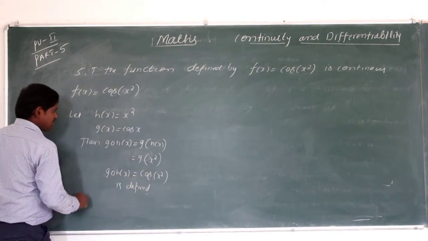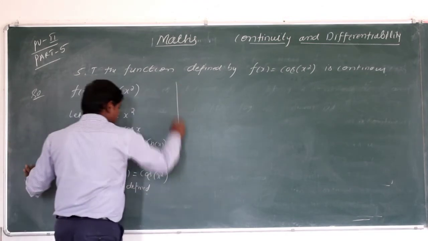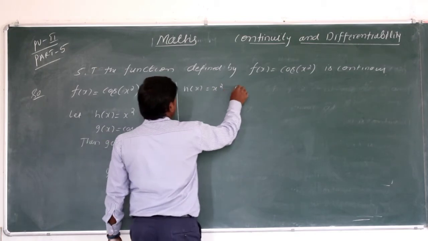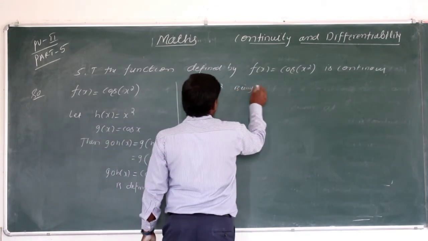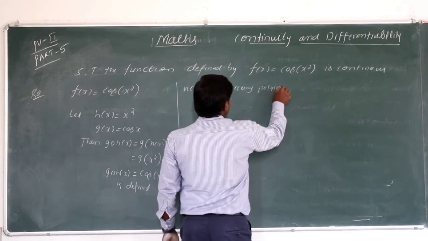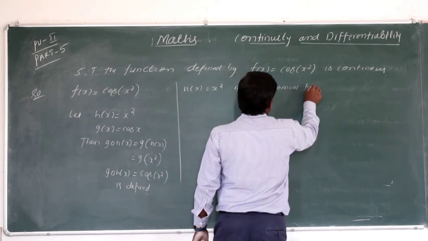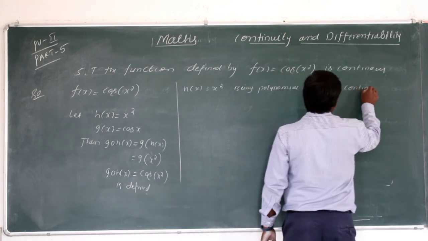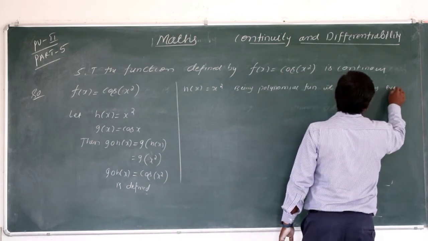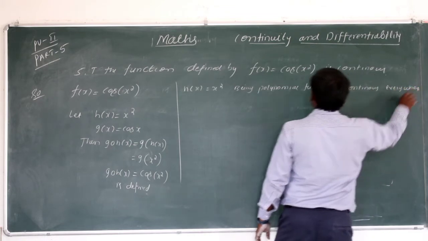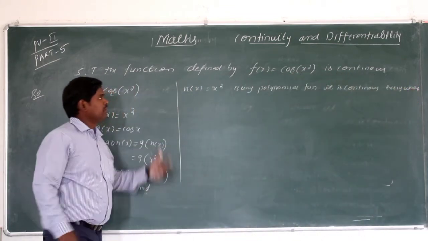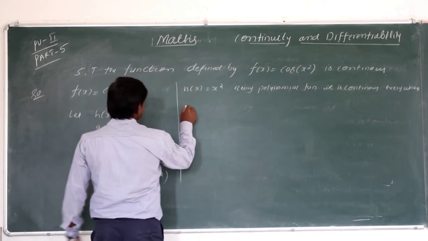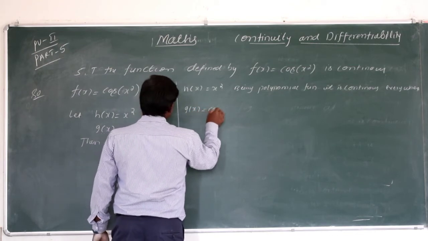So h of x is equal to x square. H of x is equal to x square, being a polynomial function, is continuous everywhere. So if h of x is equal to x square, being a polynomial function, it is continuous everywhere. Similarly, g of x is equal to cos x.